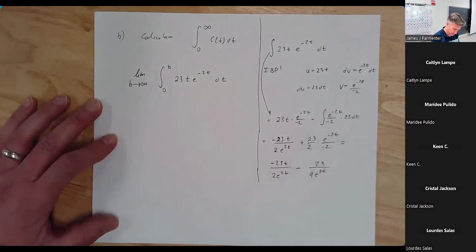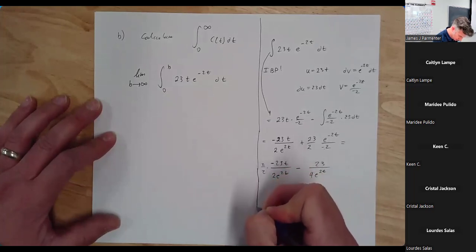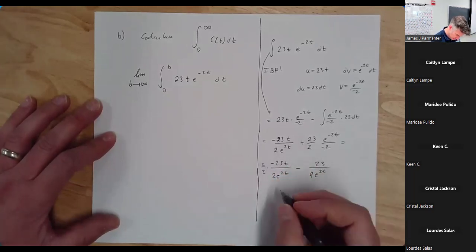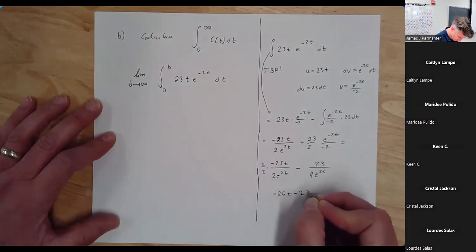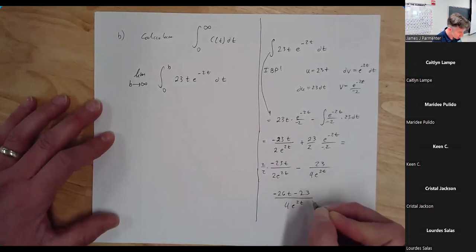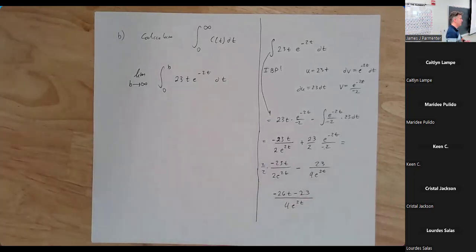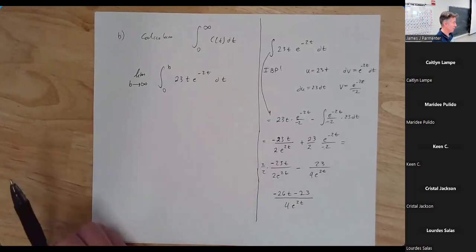And then I'm going to multiply this first one by 2 over 2 and get negative 26t minus 23 all over 4e to the 2t. Normally, I would not care about this. I would just leave it as two pieces added together. But I know that when we do this problem, we're going to have to use L'Hopital's rule. And I would rather only do it on one piece versus two pieces.